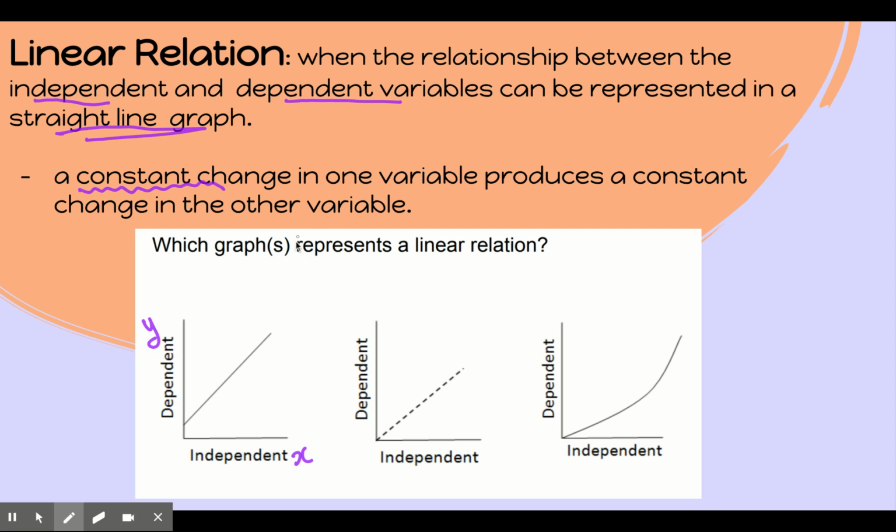Okay, so which graphs represent a linear relation? We're basing it off of a straight line graph. So this one is linear, straight line. This one, even though they're not connected, there's dots on here, it does make a straight line. However, this one, you have an x and a y, but you'll notice there is a curve. This is not a linear relationship.